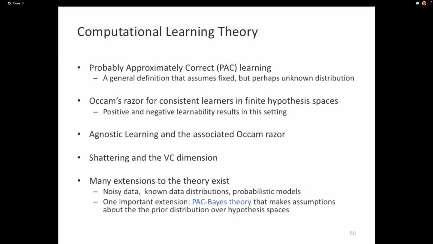To the case where the data is noisy, the case where the data distributions are known, to the case where the models themselves produce probabilities and not labels. And one interesting and important extension that we're not going to talk about, but that you can explore on your own, is something called the PAC-Bayesian theory, which makes assumptions about distributions over a hypothesis space.